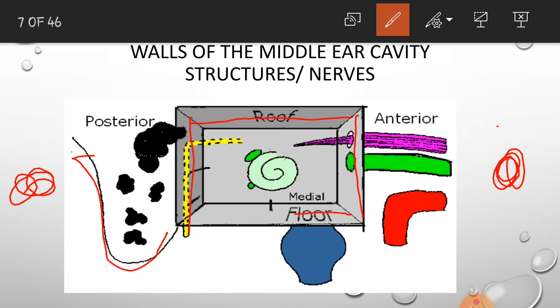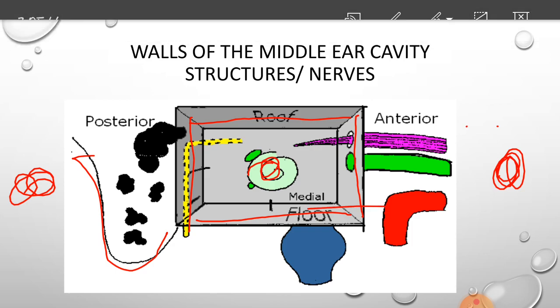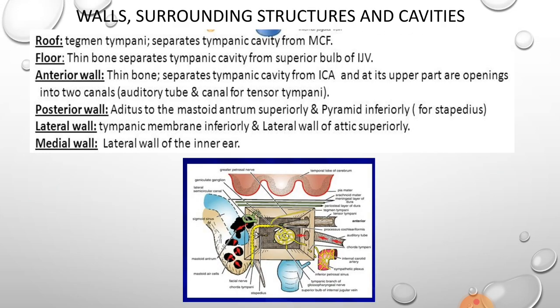So this wall is the anterior wall, this is the posterior wall, this is the roof, this is the floor, and this circular thing that you see here is present on the medial wall of the tympanic cavity. Let's talk about the walls of the middle ear cavity in detail.